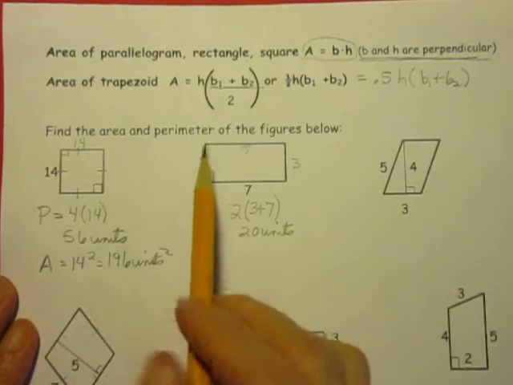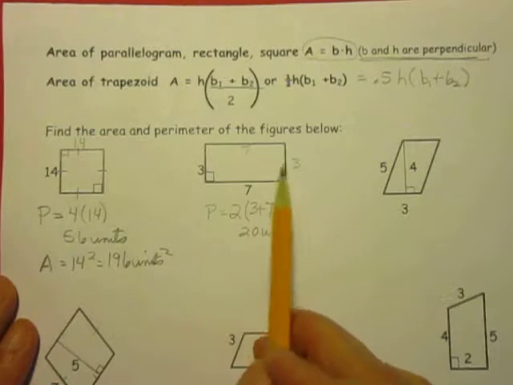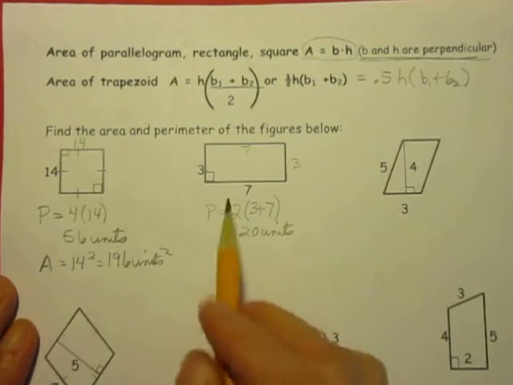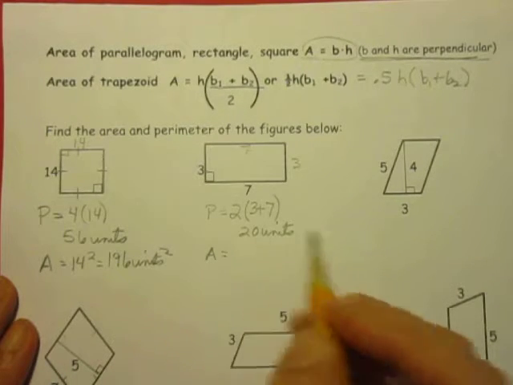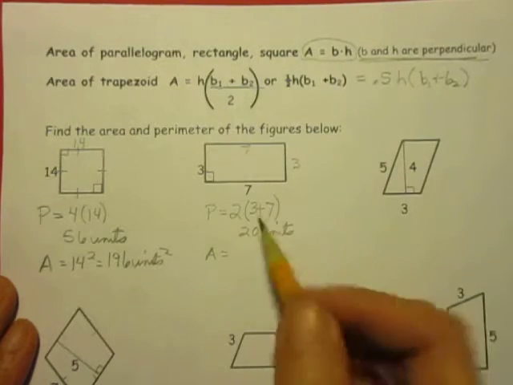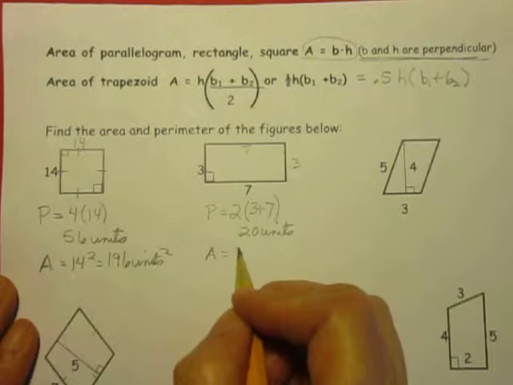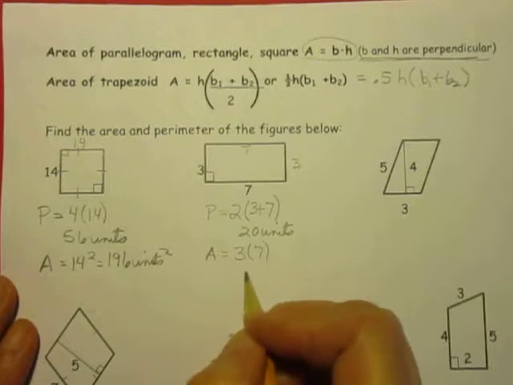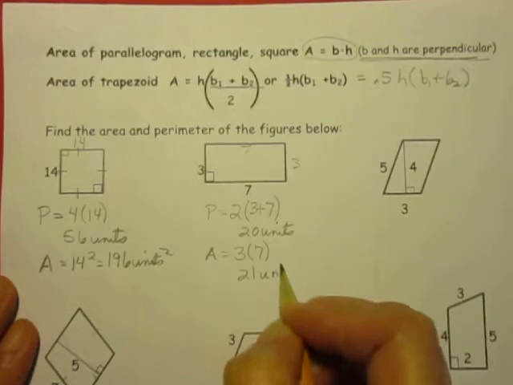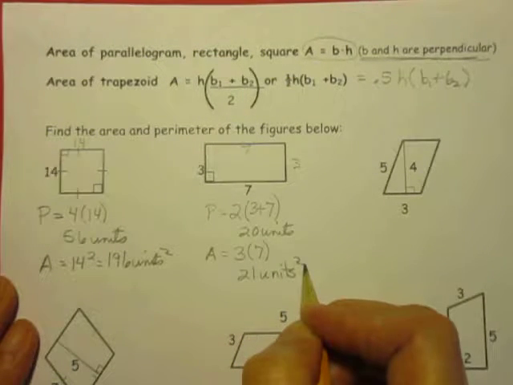If you want, you can go ahead and double check. Is 3 plus 7 plus 3 plus 7 equal to 20? It's just that was kind of a shortcut. Okay, our area again is we're using the base times the height. The base and the height have to be at right angles to each other, and they are. So 3 times 7 is going to give us 21 units squared.